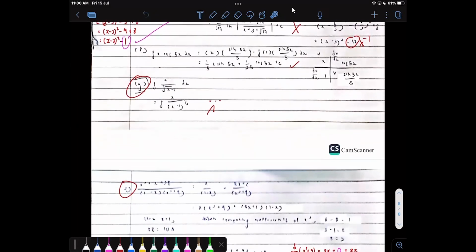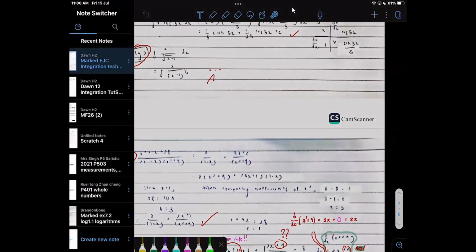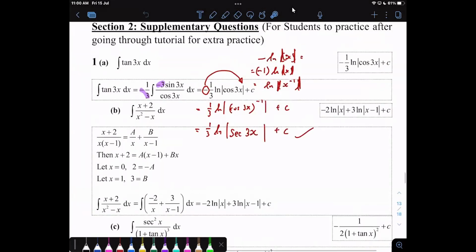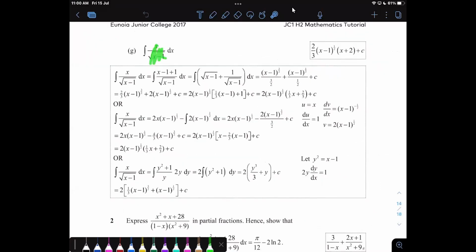Okay, moving on. Part G, didn't try. Don't know how to continue. Okay, I go through the solution now. So for part G, let us take a look. We got x over square root x minus 1. So there are 3 different methods that they suggested. Okay, let's go through them one by one.